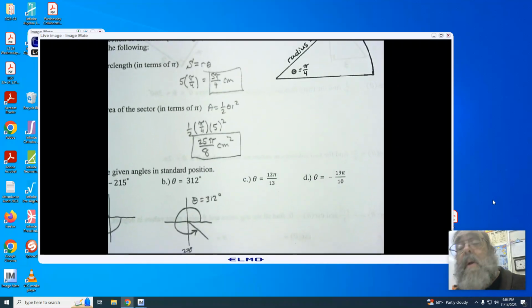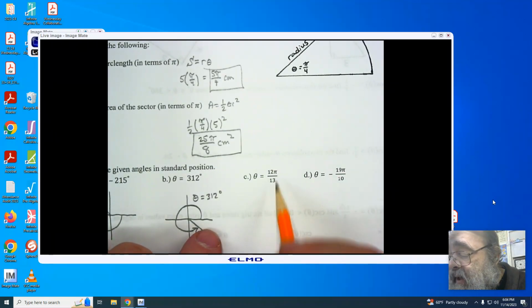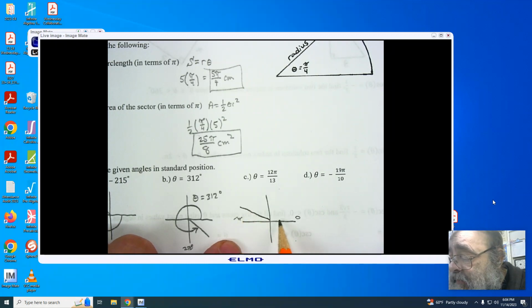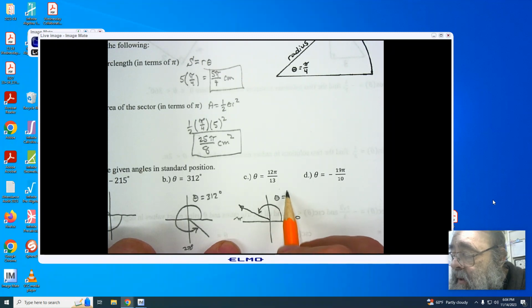Radians. When we're working with radians, you'll notice I'm not quite at pi. So we start at 0, go to pi over on this side. If I'm not quite at pi, I'm going to stop somewhere in the second quadrant, draw my ray, draw my angle, and then theta has to equal 12 pi over 13.